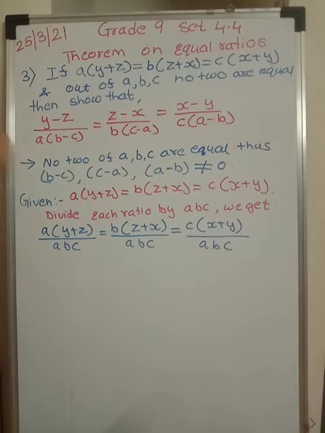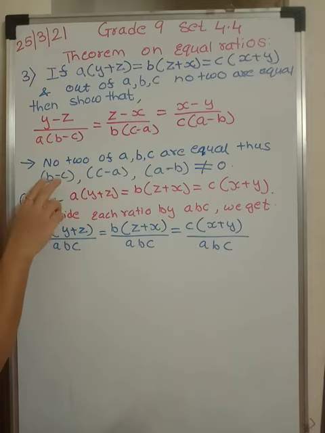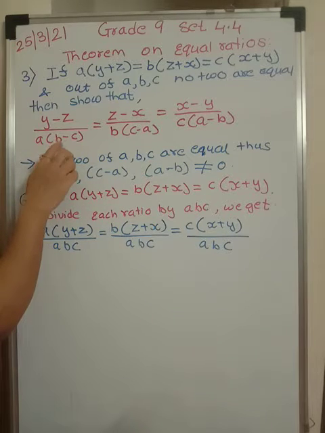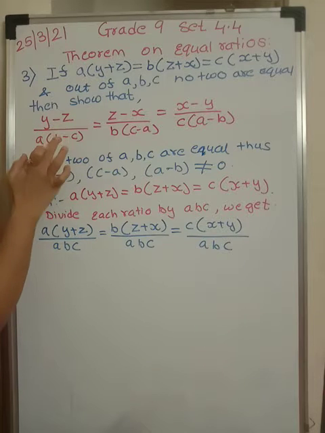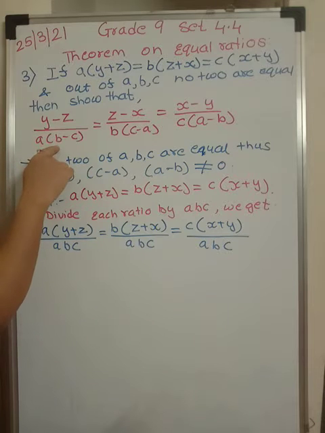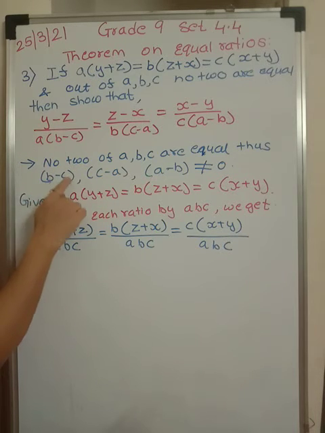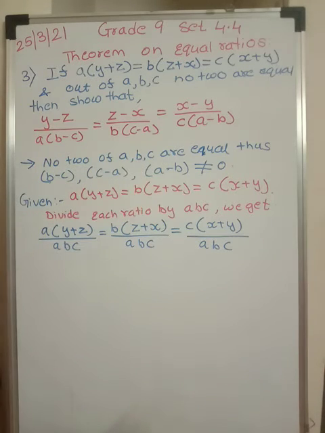Now why is this important? No two of a, b, c are equal, because if these two are equal, then b minus c would become 0 and 0 into a would become 0. So this ratio, if any ratio is divided by 0, the answer would be infinite. So to rule out this possibility, they have mentioned that among a, b, c, no two of them are equal. Alright, now coming to the problem.